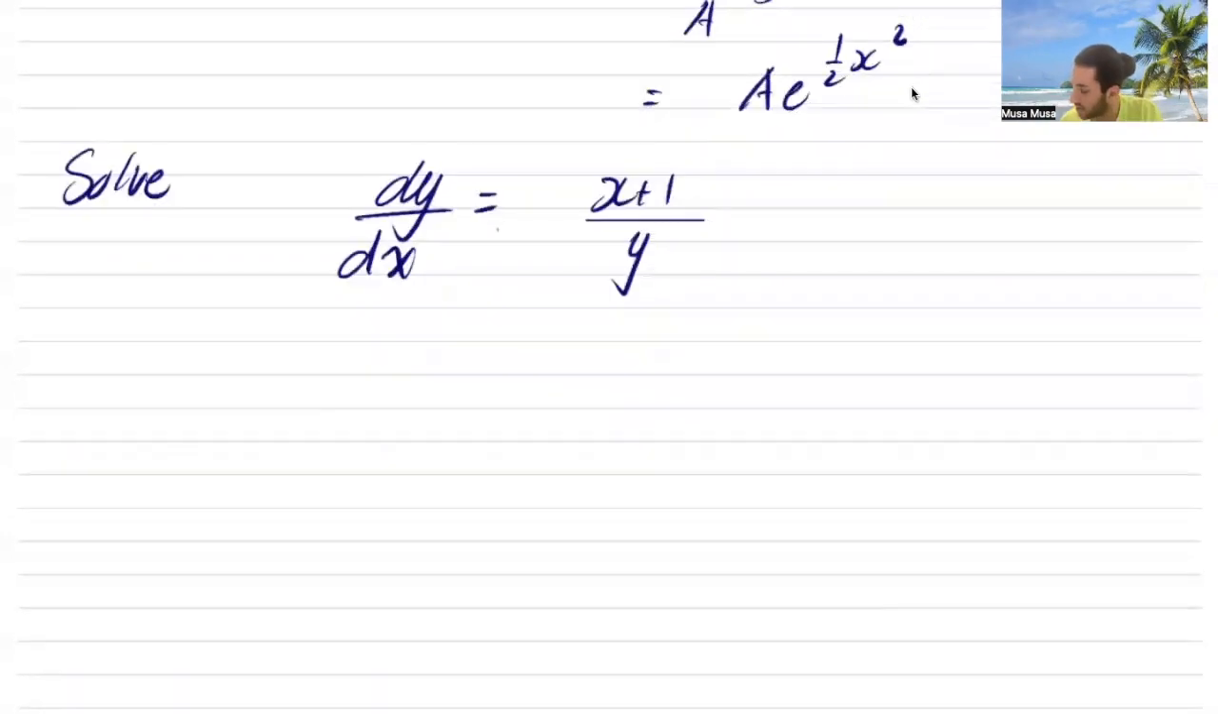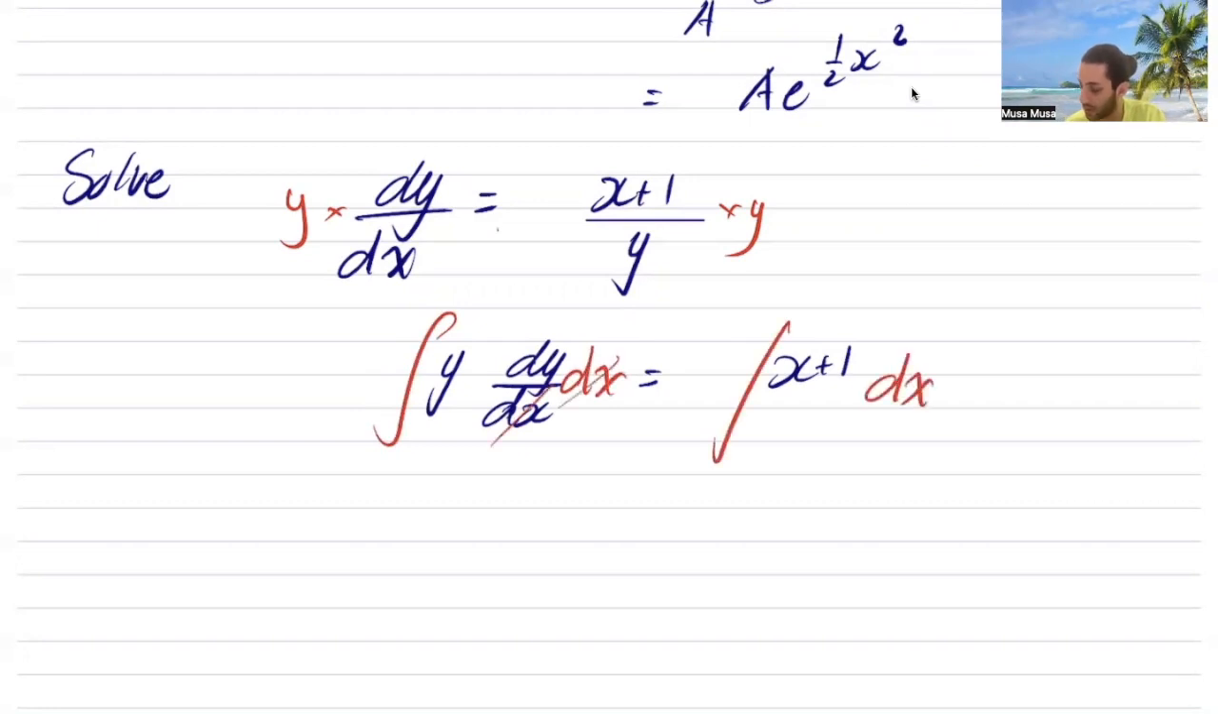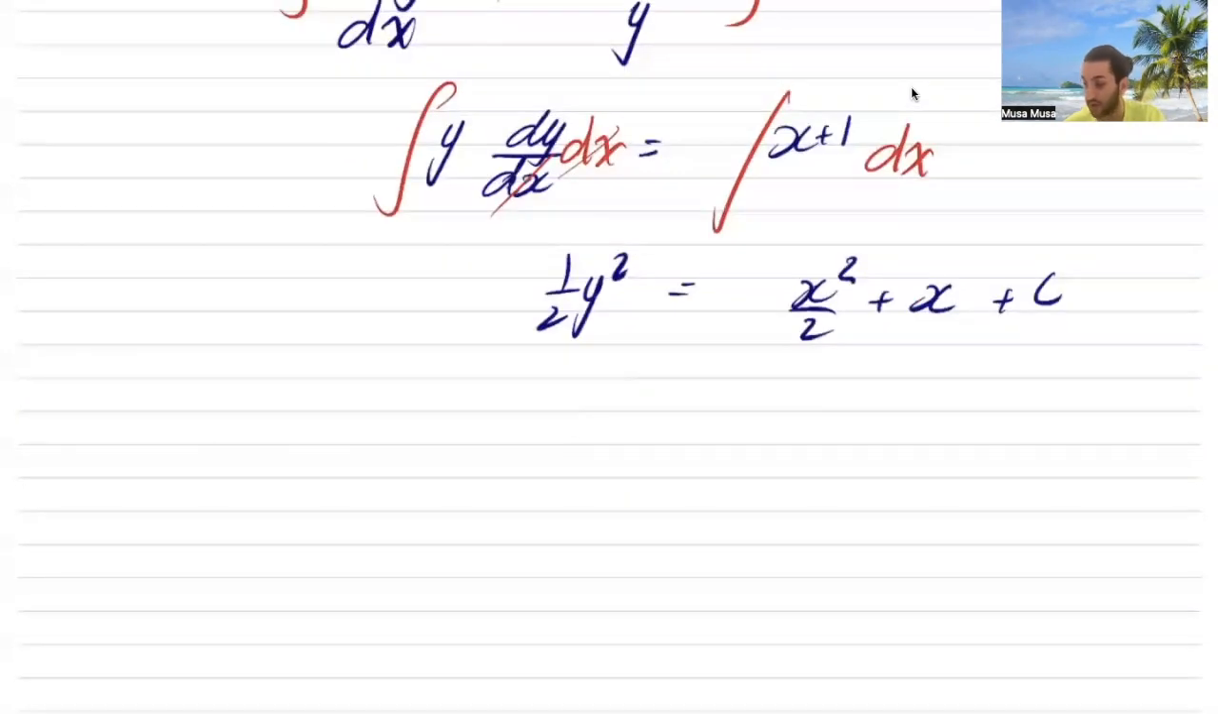Now that you've had a go, let's do this. Multiply by y, multiply by y. This becomes the integral of y dy. And then integrate with respect to x, boom, boom. This is a half of y squared, and then this is x squared over 2 plus x plus c. Multiply both sides by 2, and we get y squared equals x squared plus 2x plus 2c.